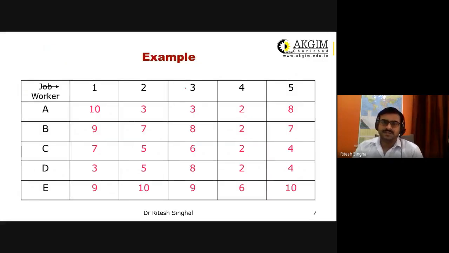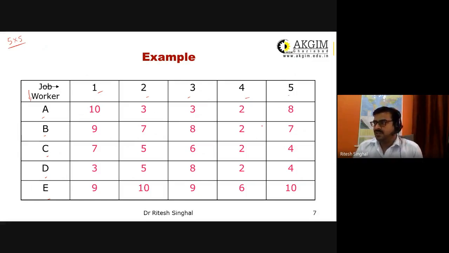So for example, this is a particular problem, and it has a number of workers like A, B, C, D, and E, and there are jobs 1, 2, 3, 4, and 5. So particularly this is a standard problem where 5 jobs are there and 5 persons are there. So this matrix is the balanced one, where the number of rows equals the number of columns, where number of jobs equals number of workers.